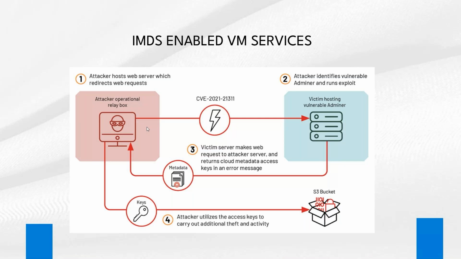If you recollect the Capital One data breach, it happened over a similar pattern. The attacker tried bypassing the firewall and accessed the IMDS, the metadata of the particular VM, so that they could gain successful access into the cloud infrastructure.